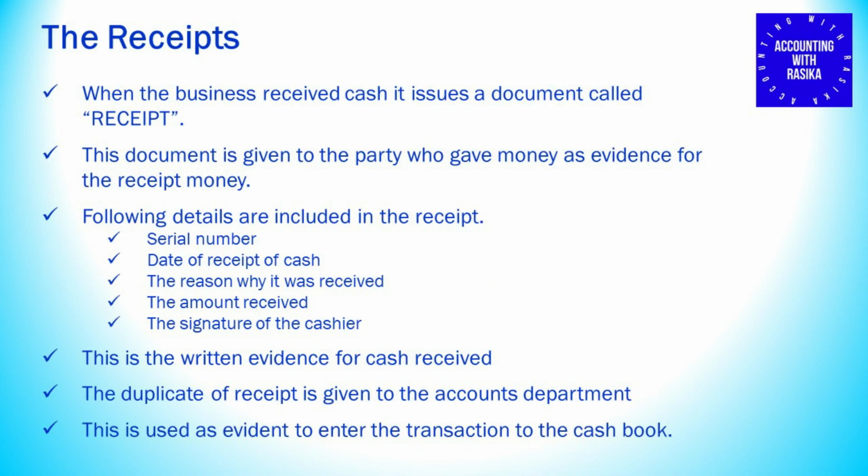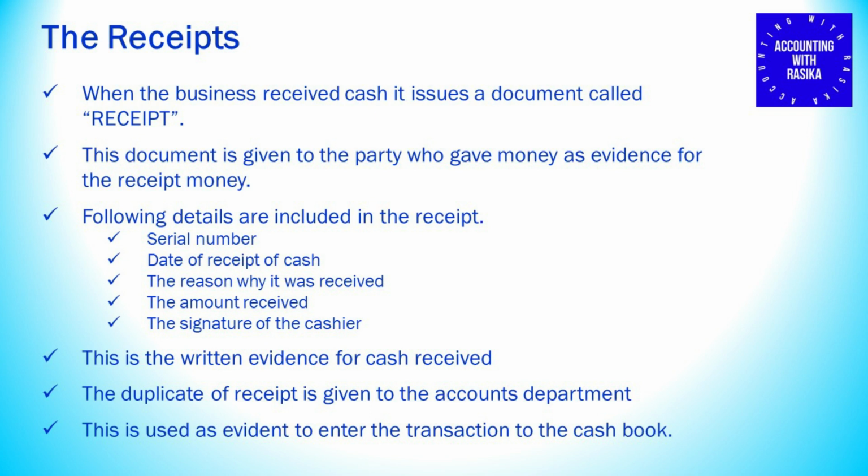Then we will look at what a receipt is. When a business receives cash, it issues a document called the receipt. This document is given to the party who gave money as evidence for the receipt of money. So we receive money and we give a receipt to keep as evidence for receipt of money. So the following are the details which are generally included in a receipt.